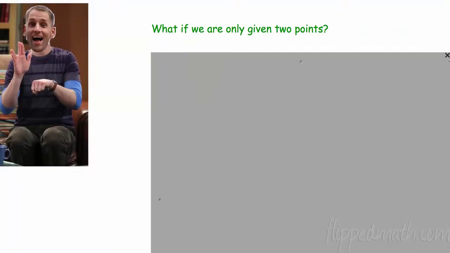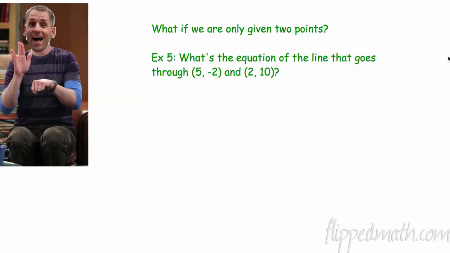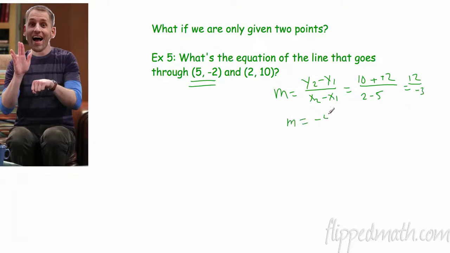Alright, what if we're given only two points? Well, to do point-slope, we need one point. Well, here's a point, and we need a slope. Good thing I have two points. I can find my slope. If you don't remember the slope formula, y2 minus y1 over x2 minus x1. I really hope you remember that. So let's find the slope here. 10 minus -2 over 2 minus 5. 10 minus -2, that's like 10 plus 2, that's 12 over -3. So our slope is going to be -4.